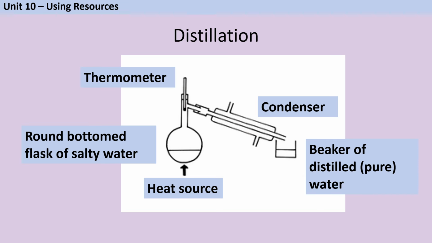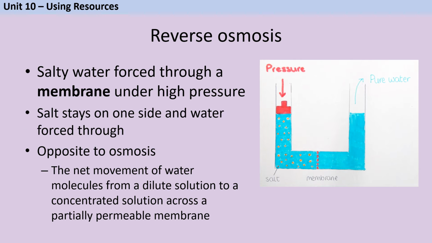So as it condenses, the pure water can then be collected at the end in the beaker. And this water won't need sterilising because the same heat that's boiled the water will have also killed any pathogens that are in it. In reverse osmosis, the salt water is forced through a membrane under very high pressure.